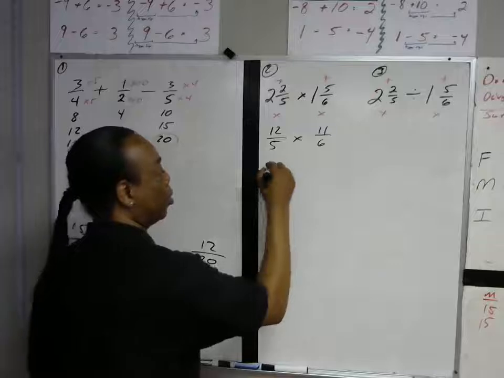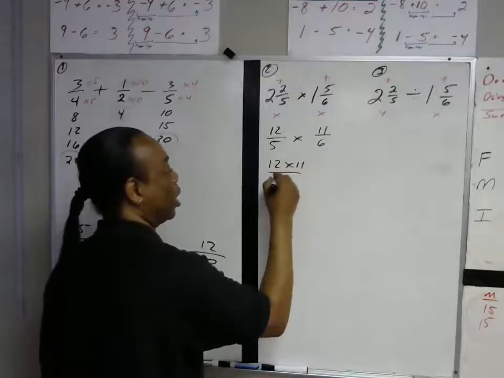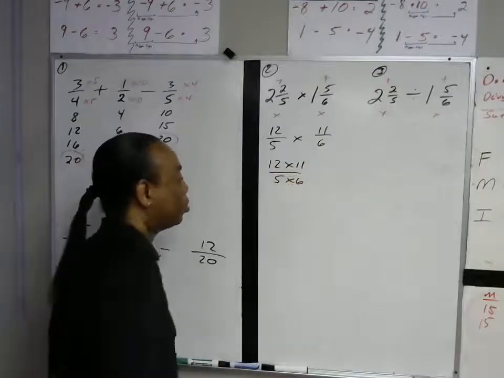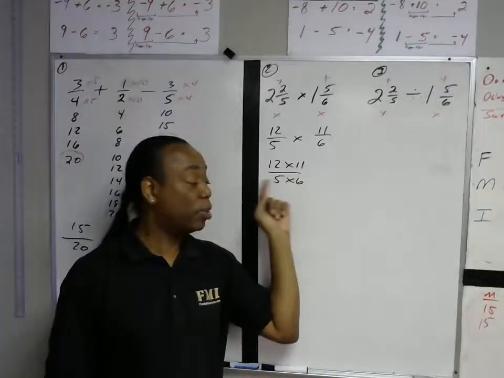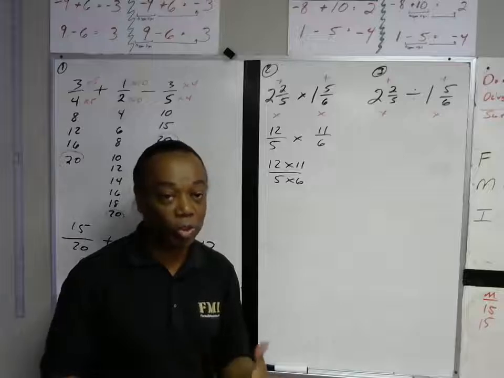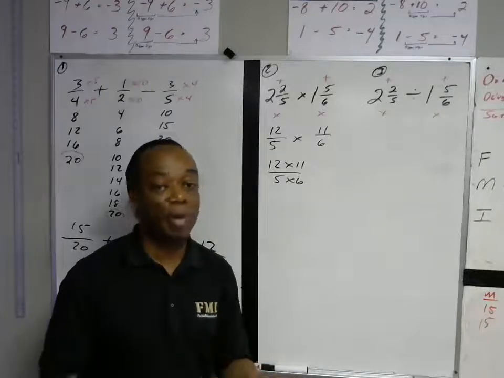Okay, let's put this together. I have 12 times 11, and I have 5 times 6. And I can see already, the 12 and the 6 could both be divided by 6. So the resulting answer that I'll get, I'll simplify it by dividing by 6.